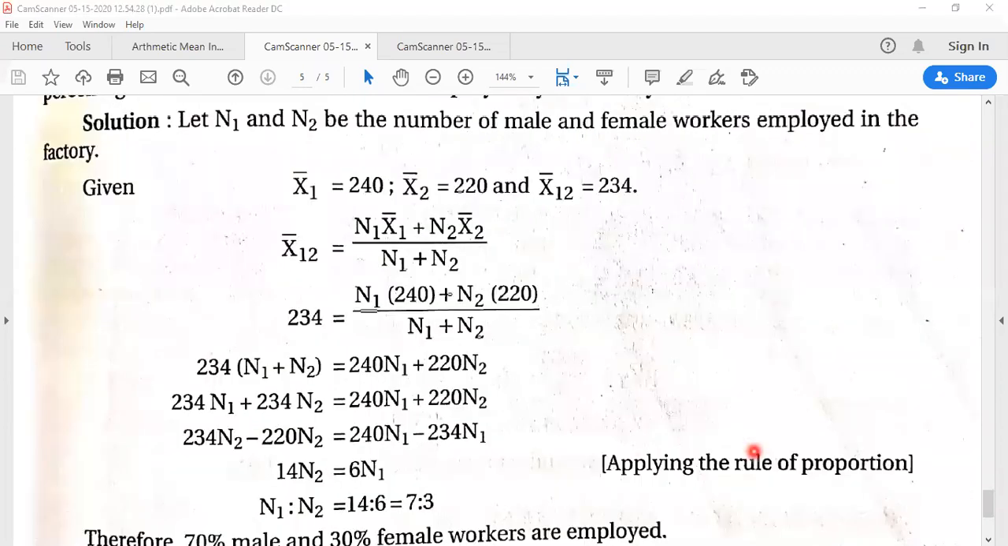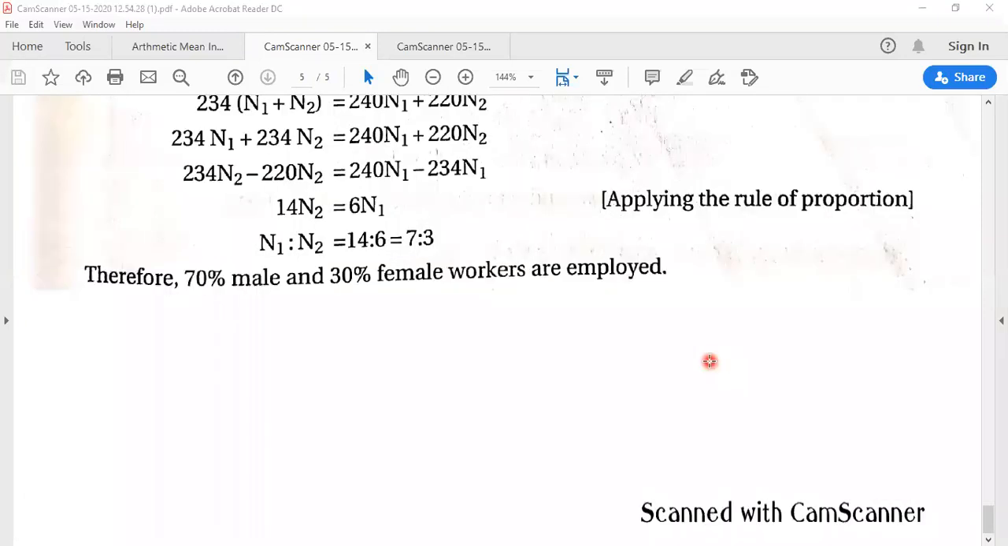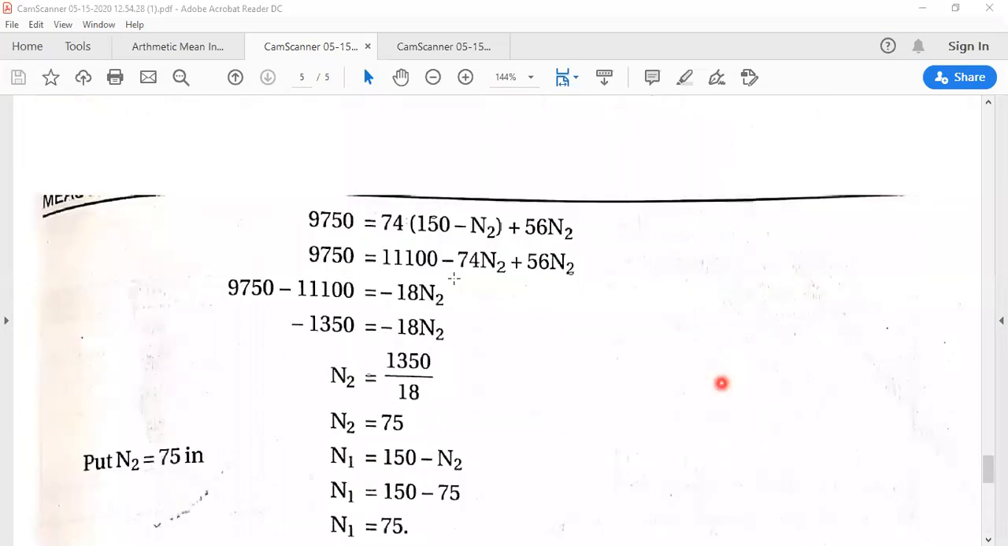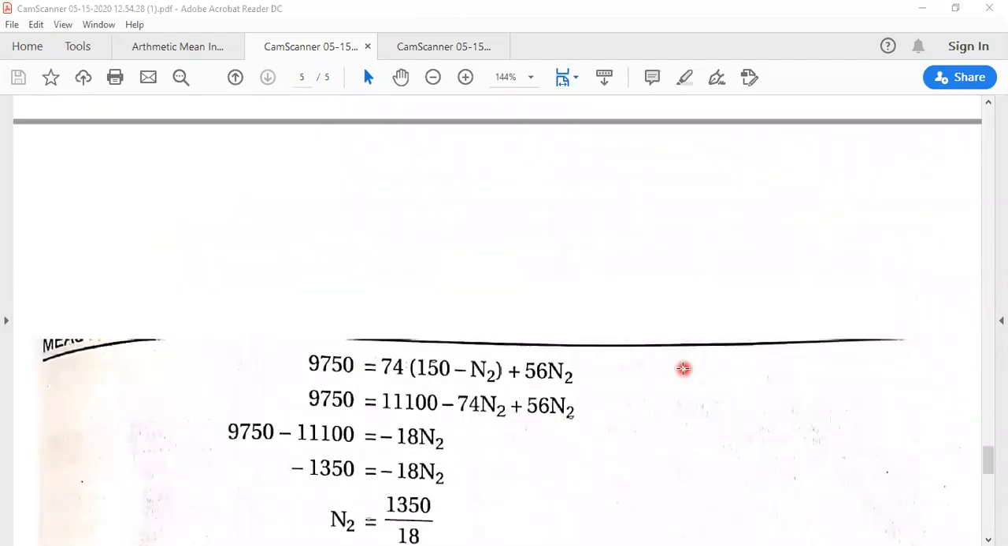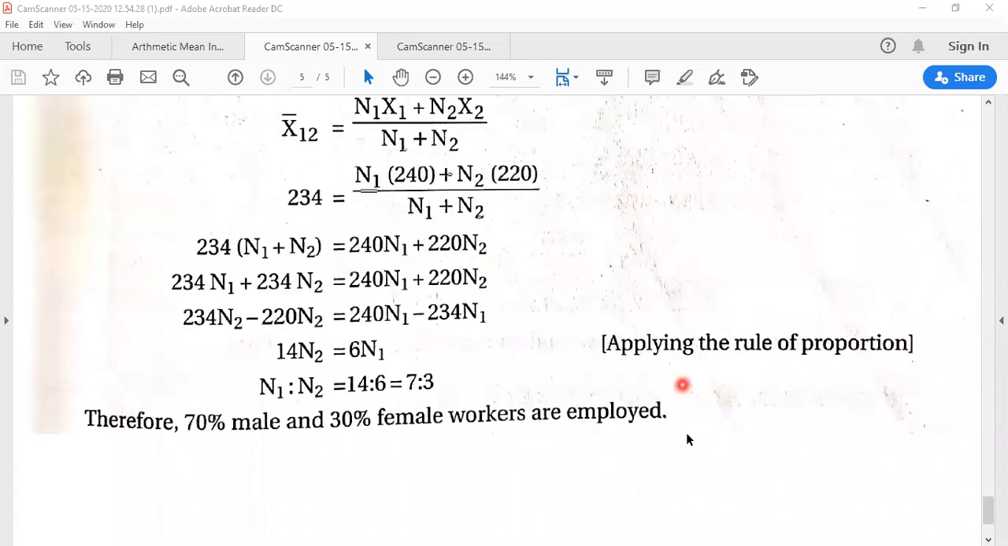And again, when it comes to equations, be careful how to use the equations and find. You will usually have simultaneous equations. You can find using those simultaneous equations. It is easy to find. Okay, so that is your combined mean.